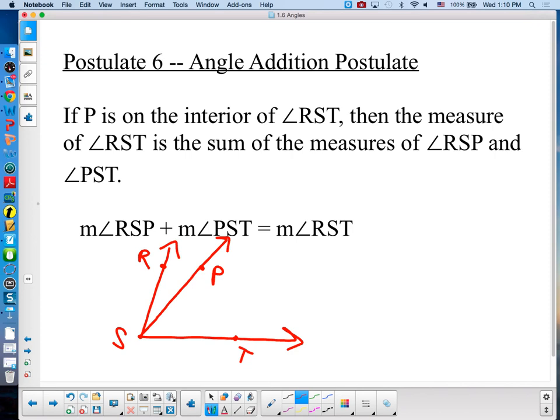This is just like what we did with segments. We had that segment addition postulate. It said something like the length of AC is AB's length plus BC's. That's what we did with segments yesterday. This is the same thing but with angles. To get the measure of the whole angle, you'd add the measure of each of those smaller angles together.